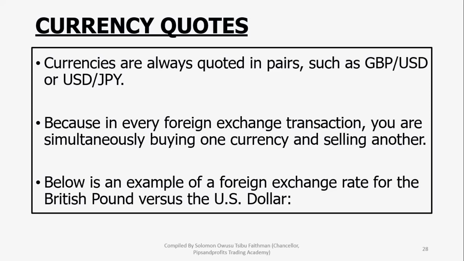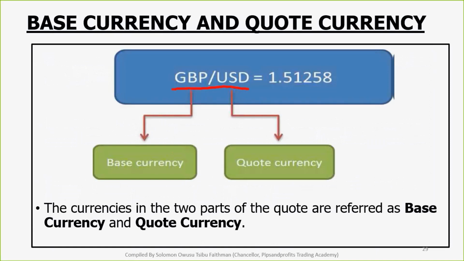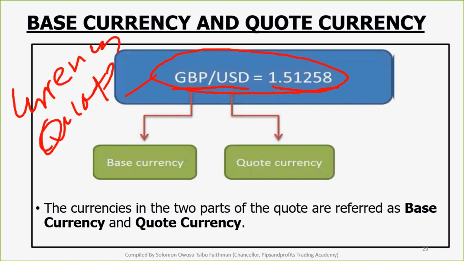Take note of that. And I told you that anytime you have a currency pair, we have a rate that is attached to it. I have also demonstrated that. So let's look at this particular thing we see over here. The whole thing you see over here, GBP USD equal to 1.51258. Okay, we call it currency codes. Currency codes. We call it like that.